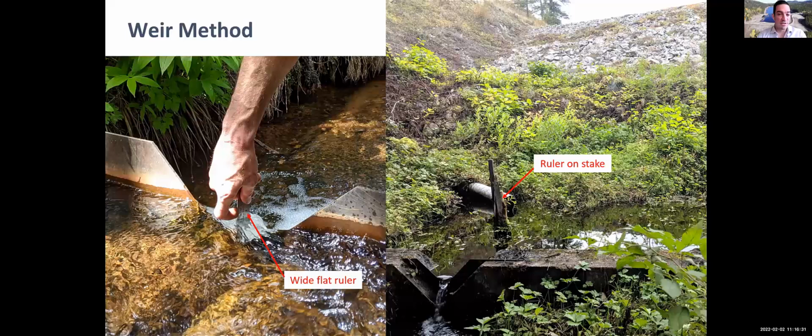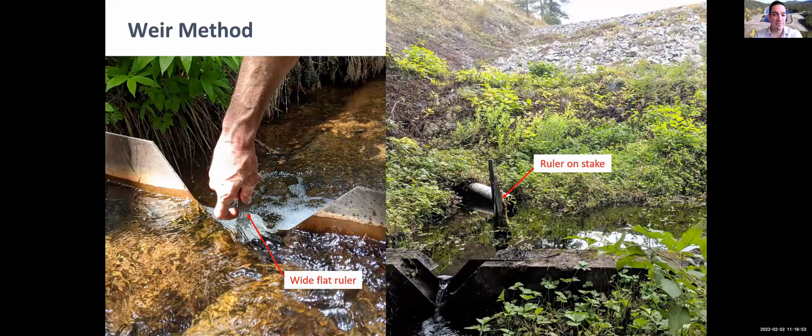So here's a small weir, and here this person's using a ruler and shoving it right in there, a narrow flat ruler. That works really well on low flow. Again, as long as you're getting something that's representative of the head in that channel coming forward, and that you're being consistent.